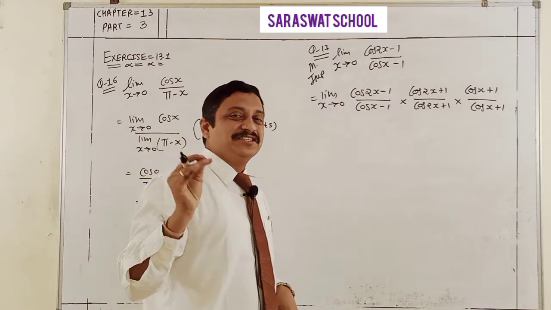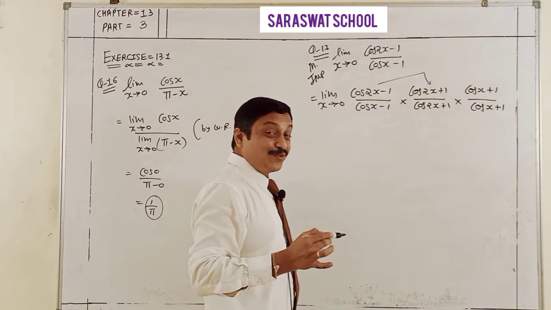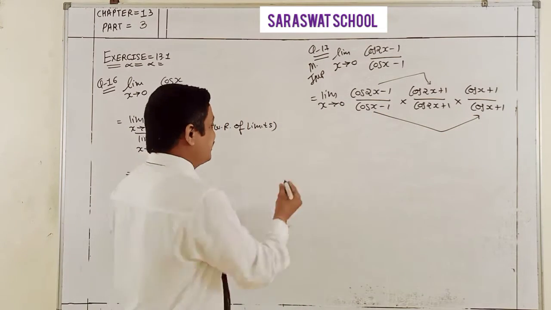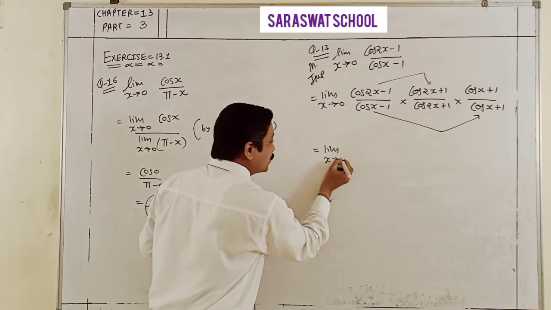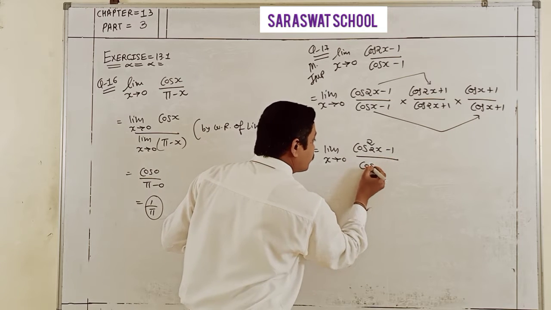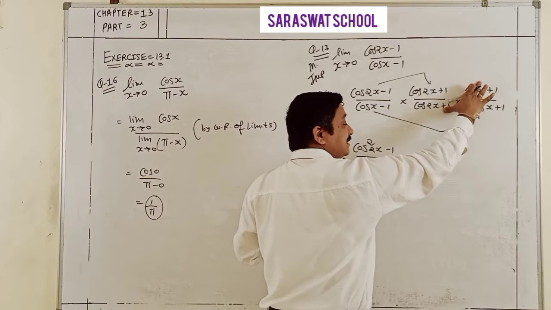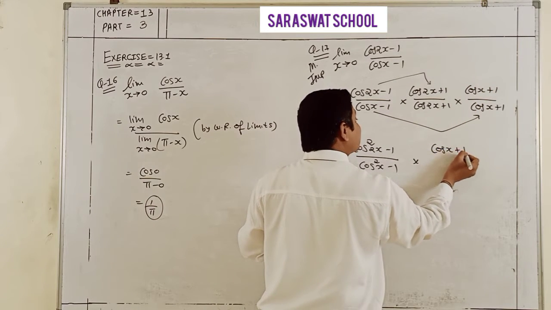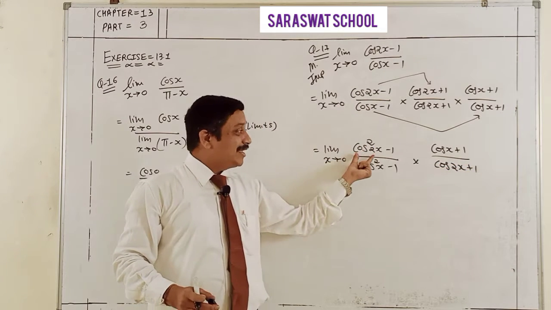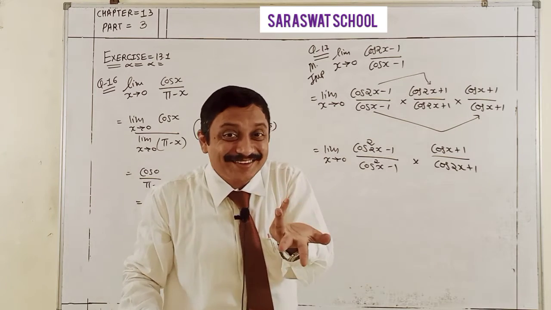I extra written in numerator and denominator. Check, these two you know: a square minus b square. These two you know: a square minus b square. It means you are just showing cos square 2x minus 1 and here cos square x minus 1. The other two terms, this and that, I just write down separately on the side. Now here taking minus common, you converting into 1 minus cos square x, which is sin square x.